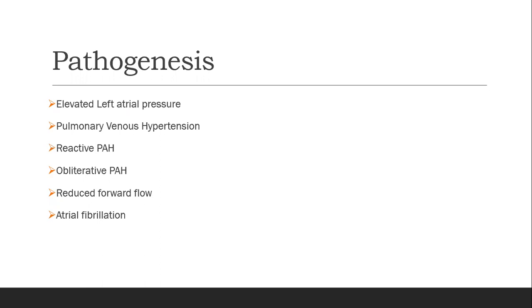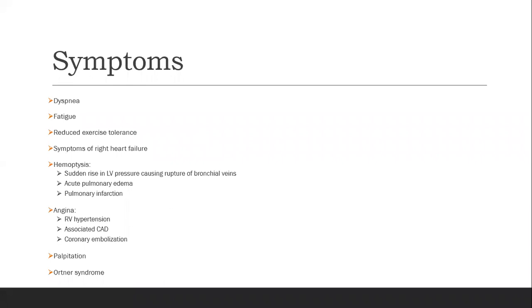Stenosis at the mitral valve level, elevated left atrial pressure, pulmonary venous hypertension, pulmonary capillary hypertension, fluid leak and pulmonary edema, chronic hypoxia, reactive pulmonary arterial hypertension, obliterative pulmonary arterial hypertension, right ventricular hypertrophy, right ventricular failure. Whenever any chamber dilates in the heart, it's going to cause atrial fibrillation. The one arrhythmia which at your level is important is atrial fibrillation.